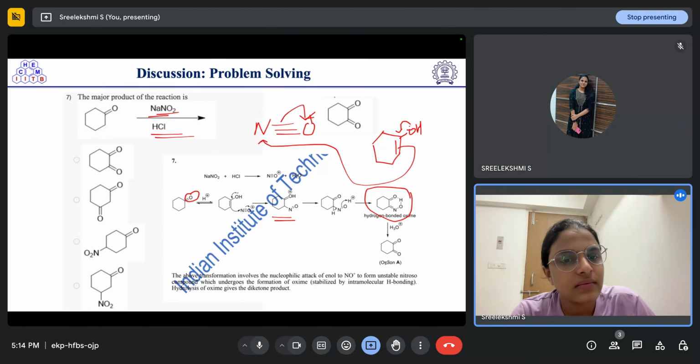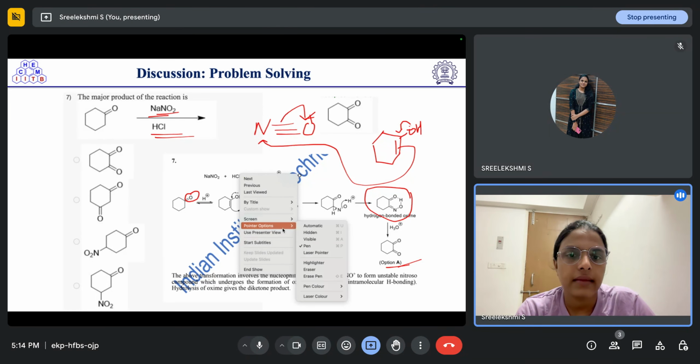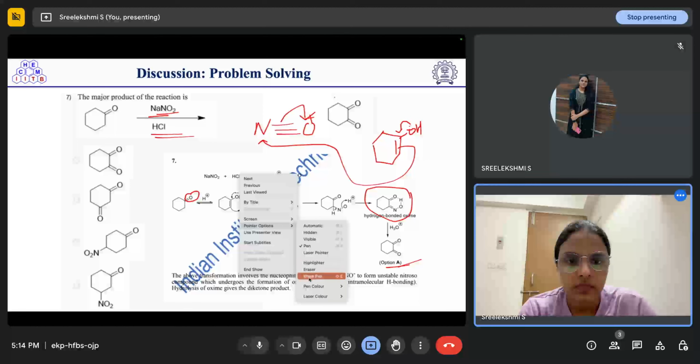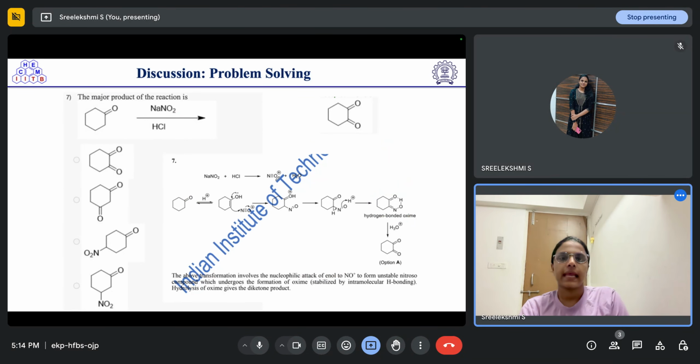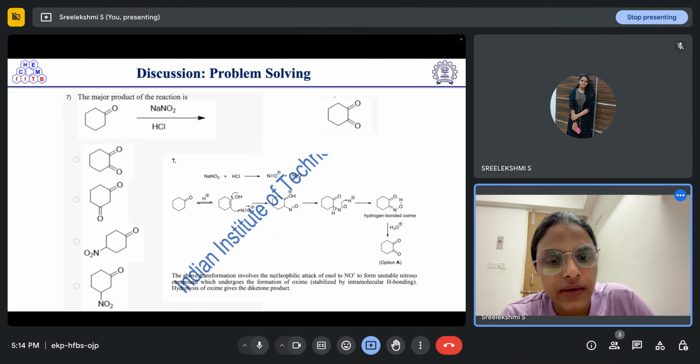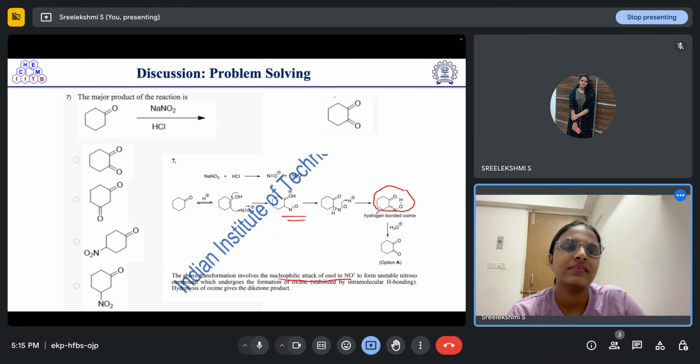Then upon hydrolysis we will be getting this compound as the major product. So the correct answer is option A. So we can say this is an example for the nucleophilic attack of enol to NO plus to form the unstable nitroso compound, which undergoes the formation of oxime, which is stabilized by this intramolecular hydrogen bonding, and the hydrolysis of this oxime will be giving this diketone product.